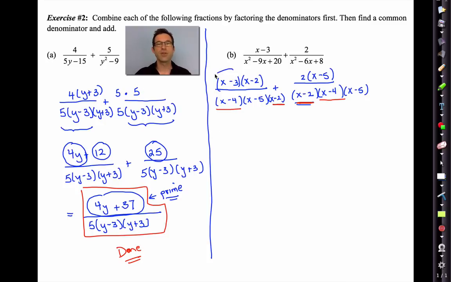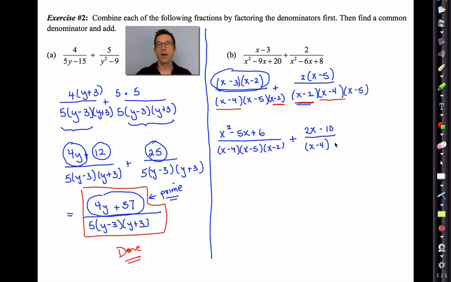So for instance, in this numerator, you've got to multiply this out. I'm going to do this fairly quickly. If I FOIL this out, it would be x squared minus 5x plus 6, all divided by x minus 4, x minus 5, x minus 2, plus 2x minus 10, that's easy enough right here, divided by x minus 4. I'm now going to write them in the same order. x minus 5, multiplication is commutative and associative. You can write it in any order you want.